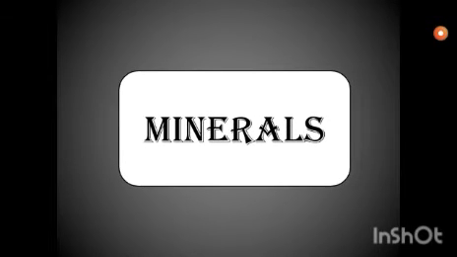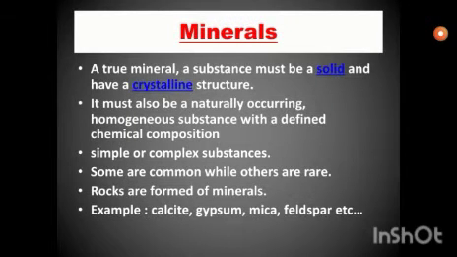Now we all saw about the rocks. Now we will see about minerals. What is a mineral? A true mineral is a substance which is solid and has a crystalline structure. It must also be naturally occurring. So any substance that is naturally occurring, homogeneous with a defined chemical composition, is termed as a mineral. A mineral can be a simple one or a complex substance.